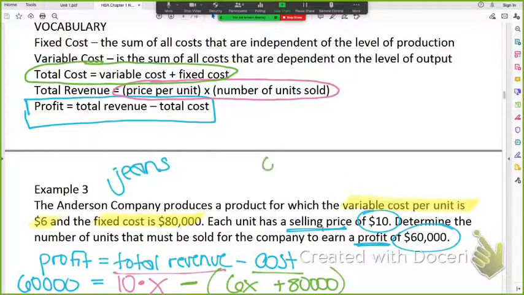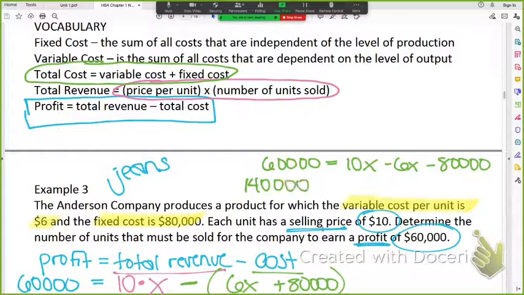Distribute. I'm going to come up here for a little bit more room. I'm going to subtract 6X and subtract 80,000. Just like any other solving, I would like to get X by itself, so I'm going to go ahead and add the 80,000 to the other side. 140,000 equals 4X.